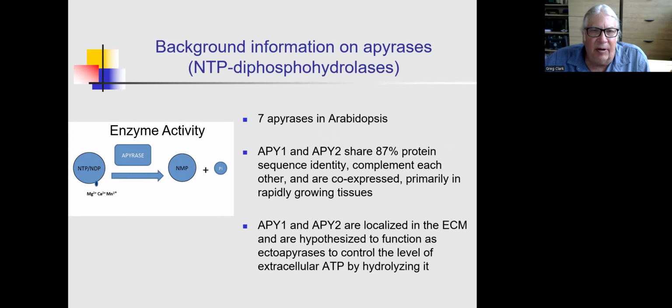Out of the 7 apyrases in Arabidopsis, there are 2, APY1 and AtAPY2, that are 87% identical at the amino acid level. These two apyrases complement each other, and they're both expressed primarily in rapidly growing tissues. They're also both localized in the ECM, where they are hypothesized to function as ectoapyrases, thereby controlling the level of extracellular ATP by hydrolyzing it.